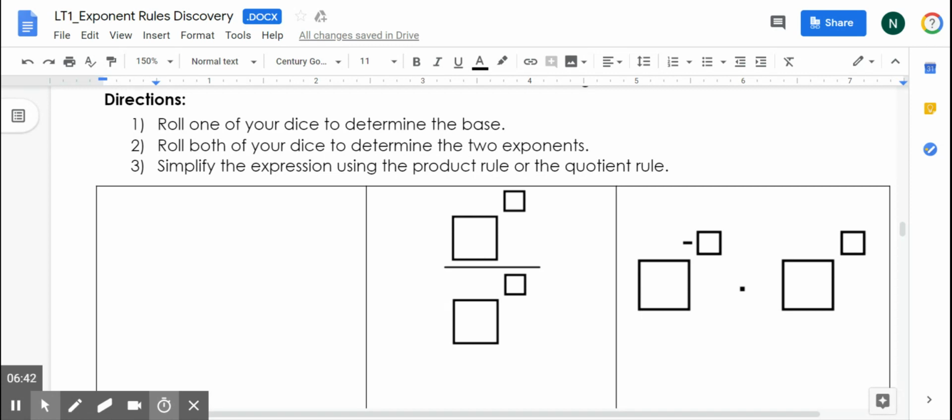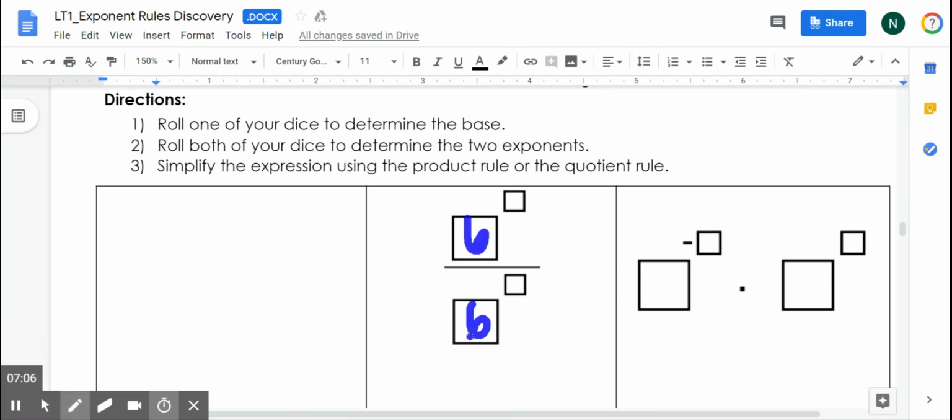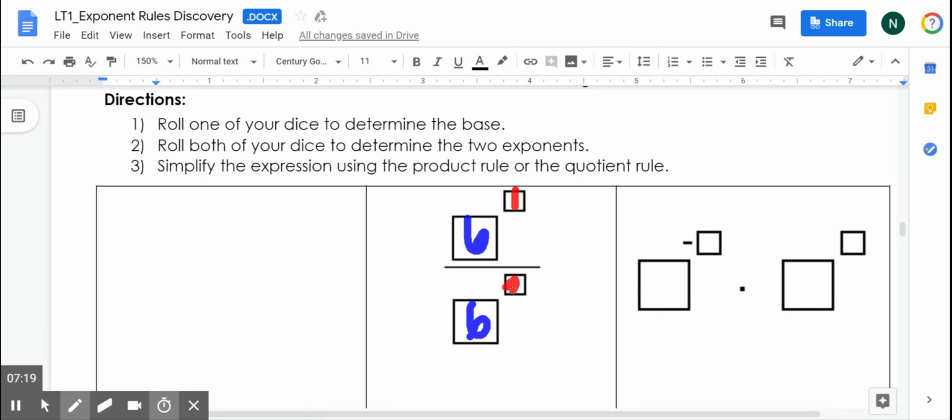So first step is roll one of your dice to determine the base. That means that the one dice that is standing alone, it should be actually a white dice with the black dots on it. That one is by itself, so roll that. Say, again, I roll a 6. So that means my base is going to be a 6. So that's my base number. Then I roll both of your dice to determine the 2 exponents. So say I roll a 1 and a 3.